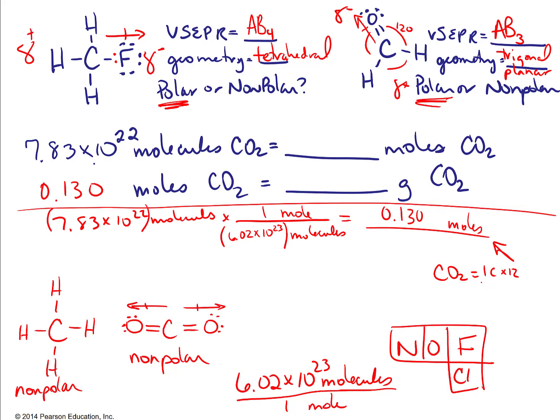Oxygens weigh, and I got two of them. So that's 12 and 32, so that is 44. So I have 44 grams in 1 mole, so 0.130 moles times, what unit goes on the bottom? Moles. Unit you're given goes on the bottom. I said 44 grams in 1 mole. Moles and moles will cancel. So 0.13 times 44.